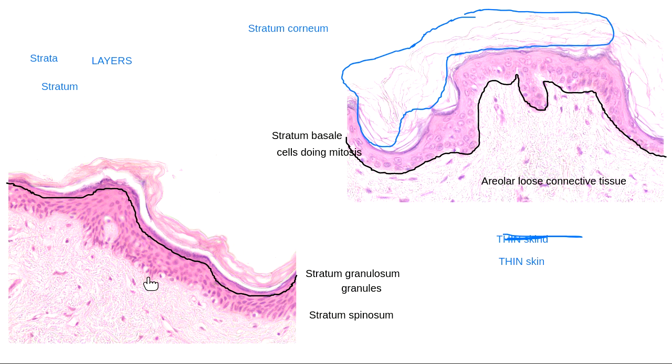Nicole asked if an escalator would be a good analogy for the cells moving up. Yeah, you could think about it that way.